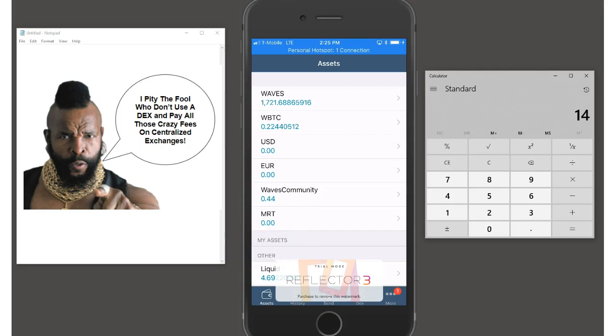One other thing I want to show you here, and this is kind of a big deal, it's a little blocked by my Reflector app here, but right here it says I have Liquid. This is a new token by Waves, and basically this morning when I woke up, I had been airdropped 5 of these new Liquid tokens, and I believe they're going to be doing a weekly airdrop of this one, and they also do airdrops of other tokens here.